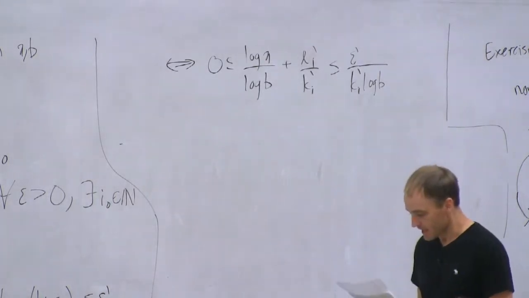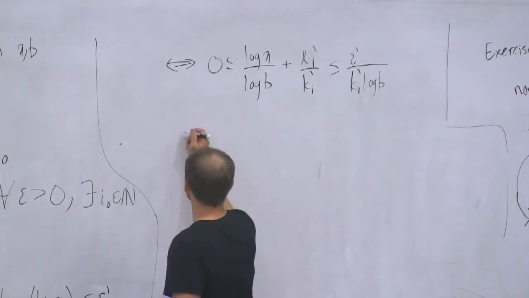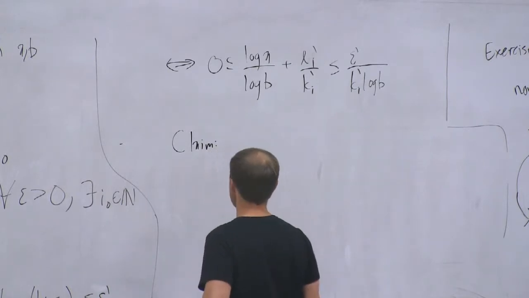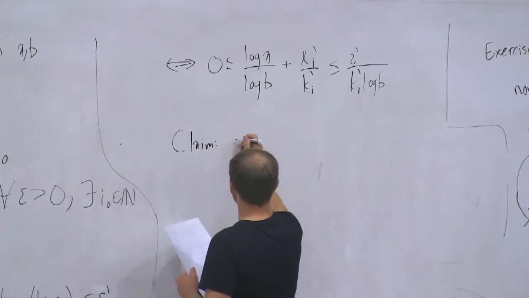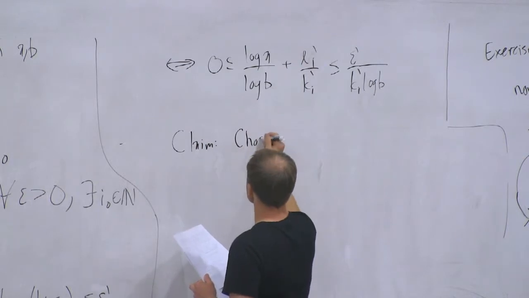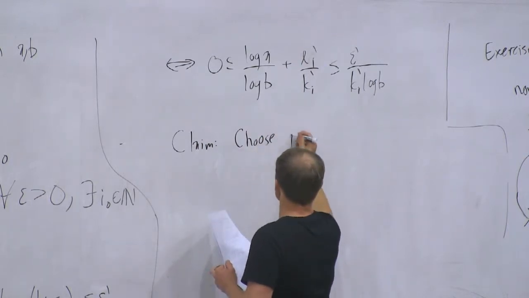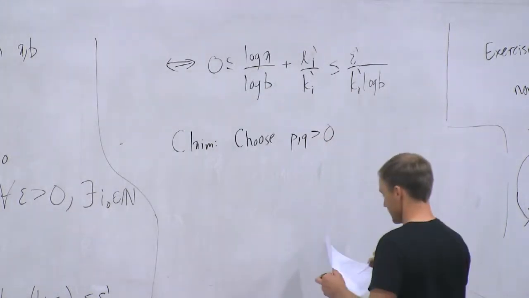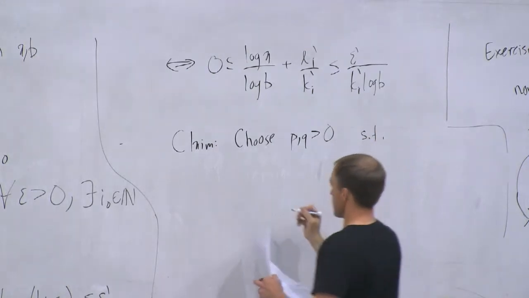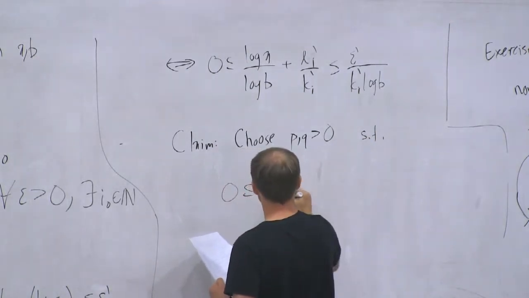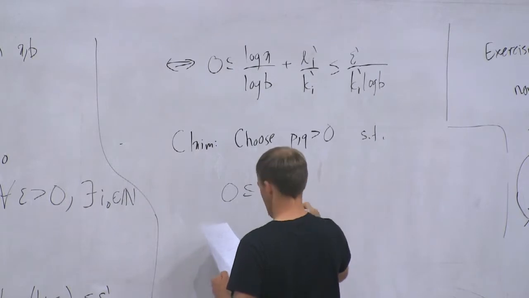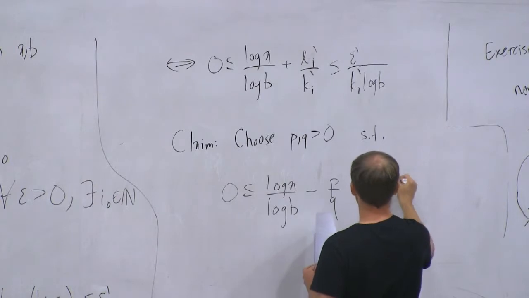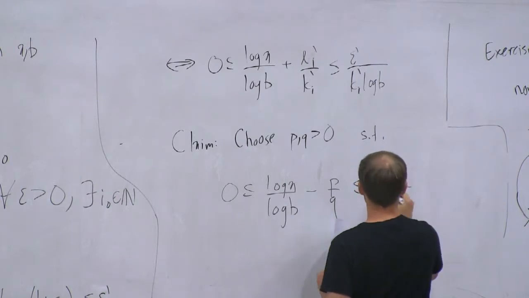OK, here's the idea. Now I'm going to claim something, and I could tell you why this is true in one sentence, but I don't want to because I don't want to ruin the fun. I claim that I can choose integers p and q bigger than 0, such that the distance between log a over log b and p over q is less than or equal to epsilon prime divided by ki prime times log b.